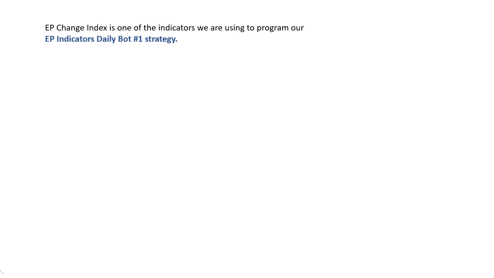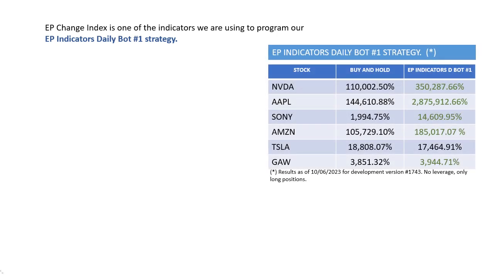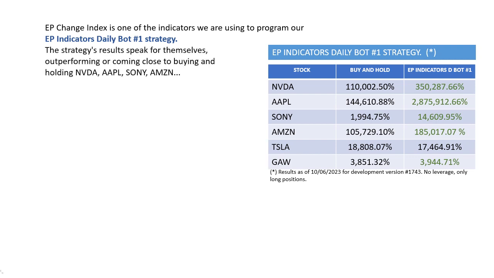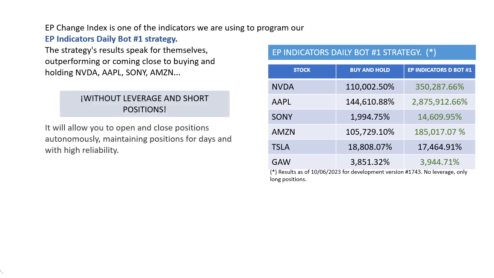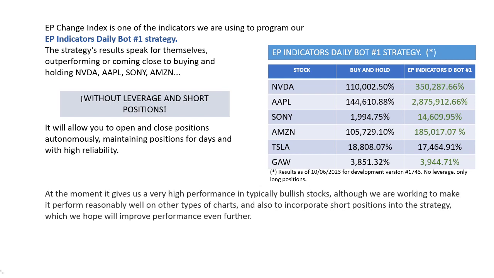EP Change Index is one of the indicators we are using to program our EP Indicators Daily Bot number 1 strategy. The strategy's results speak for themselves, outperforming or coming close to buying and holding many top assets, all without using leverage or short positions. It will allow you to open and close positions autonomously, maintaining positions for days and with high reliability. At the moment it gives us a very high performance in typically bullish stocks, although we are working to make it perform reasonably well on other types of charts, and also to incorporate short positions into the strategy, which we hope will improve performance even further.